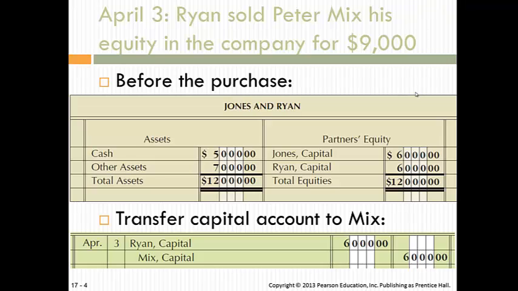The fact that Mix paid Ryan $9,000 in cash for his capital account has no effect on the partnership. Mix could have given Ryan 100 pencils in exchange for his capital account, and the journal entry would be the same.